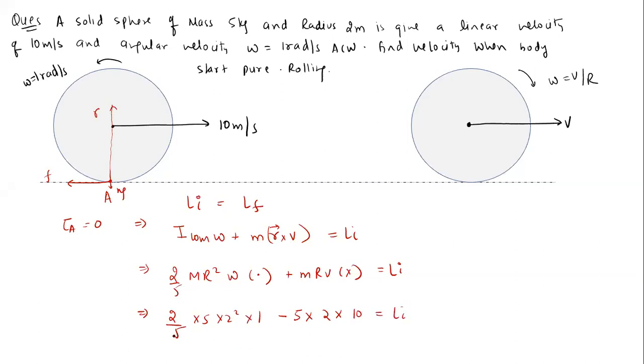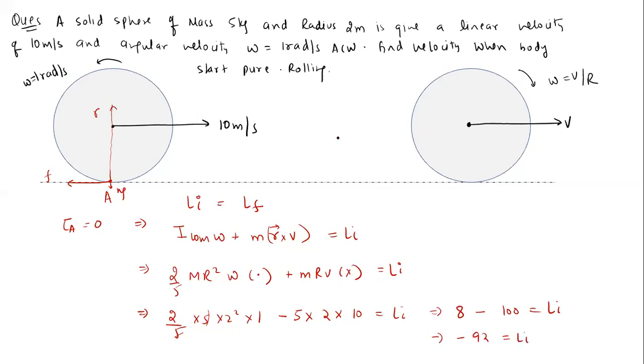Okay, so this 5 and 5 will get cancelled out. So this will be how much? 4 into 2, 8. So it should be 8 minus 20 into 5, 100, is equal to the initial angular momentum. So minus 92 is equal to the initial angular momentum.